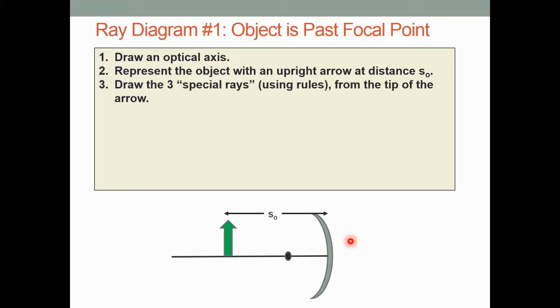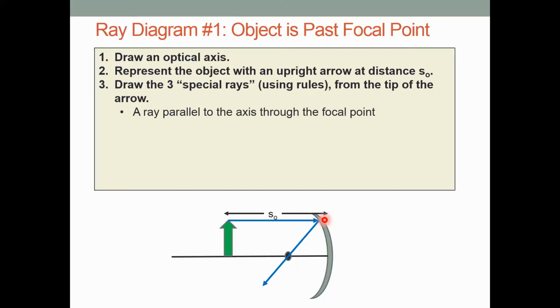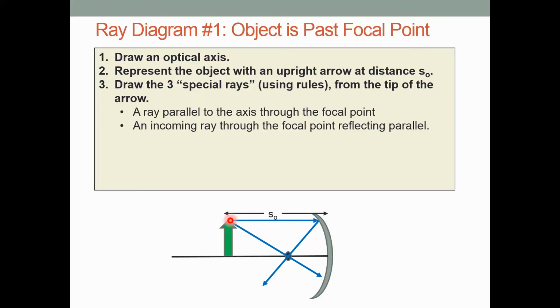Now we're going to draw the three special rays using our rules from the tip of the arrow. That's what we use to figure out where our image is. So our first rule says a ray parallel to the axis will reflect through the focal point. So we have a ray parallel to the axis. It reflects through the focal point. Next, an incoming ray through the focal point reflects parallel. So we have an incoming ray. We're always starting from the top of the object. Goes through the focal point, and it's going to reflect parallel.